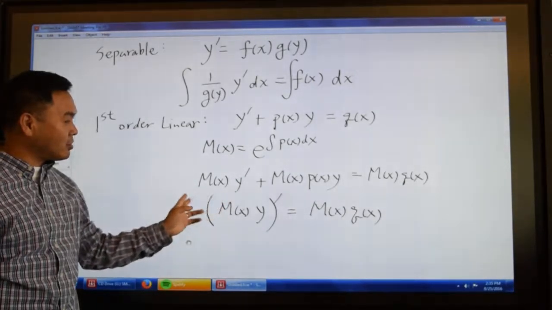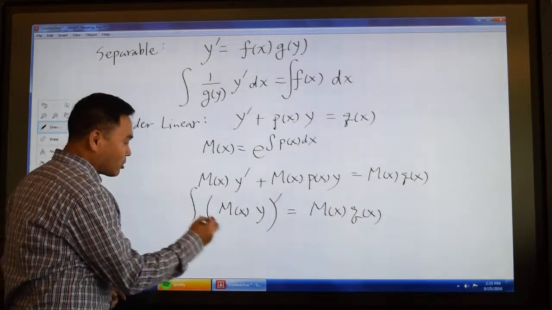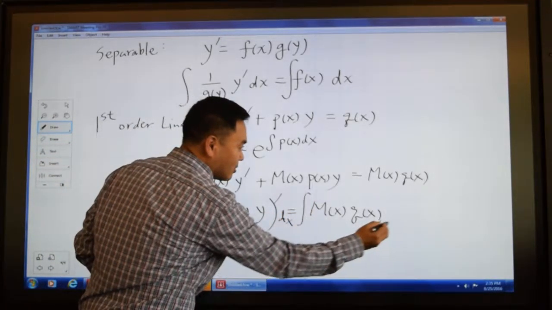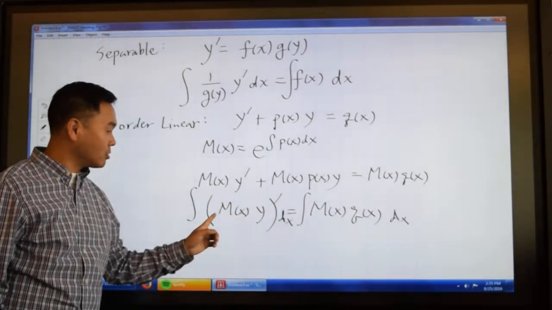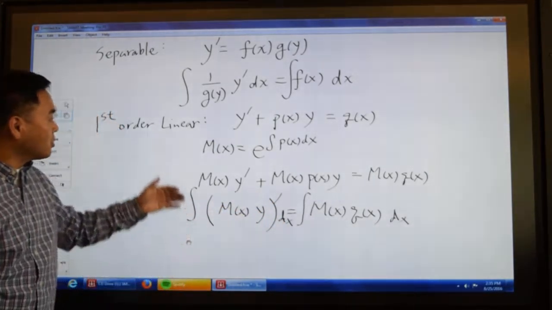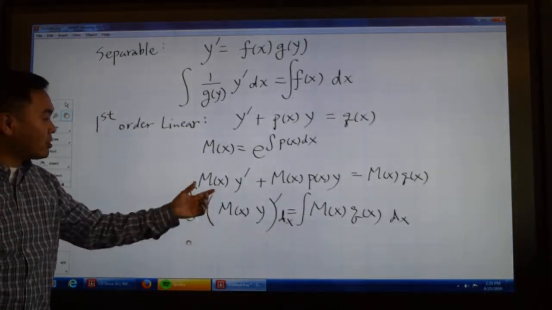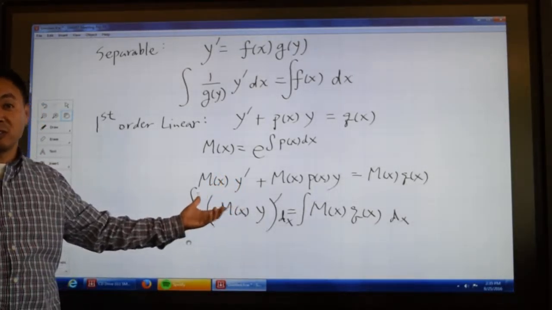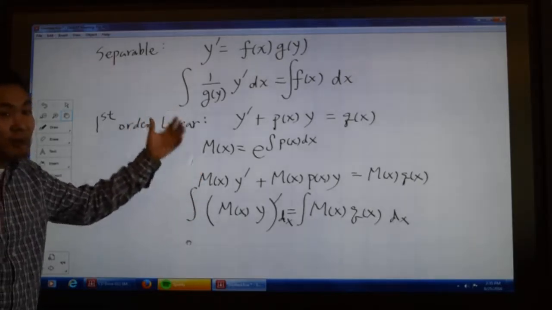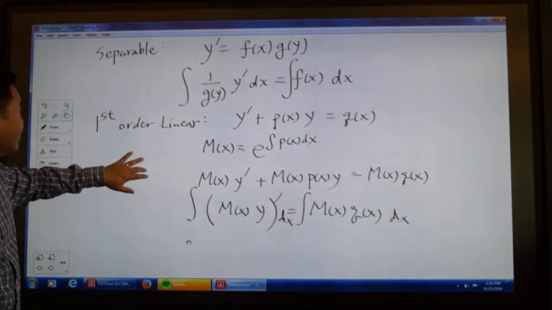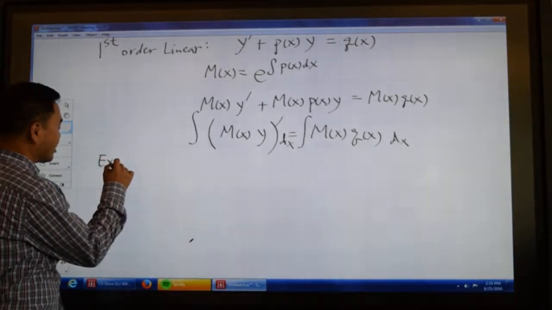Here, when you integrate both sides to find the solution, this is not done yet, but you're going to integrate both sides. And this integration cancels the prime here. So if you look at this solution, it's basically undoing the product rule, right? So first order linear is making use of undoing the product rule. And then finally, the exact equation came from where?